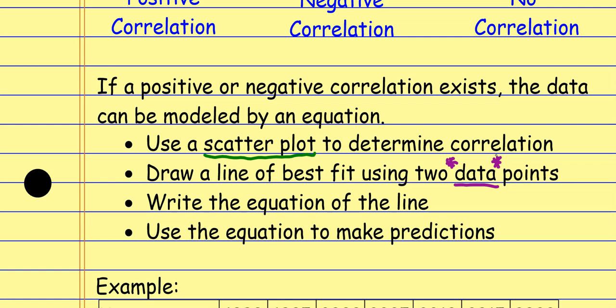So then we're going to write the equation of the line just like we've been practicing. We'll put it in point slope form, and then we'll rewrite it in slope intercept form. Then we'll use that equation. The whole point of the equation is that if it's a good estimate of the data, we can plug in more values and get predictions using the equation.